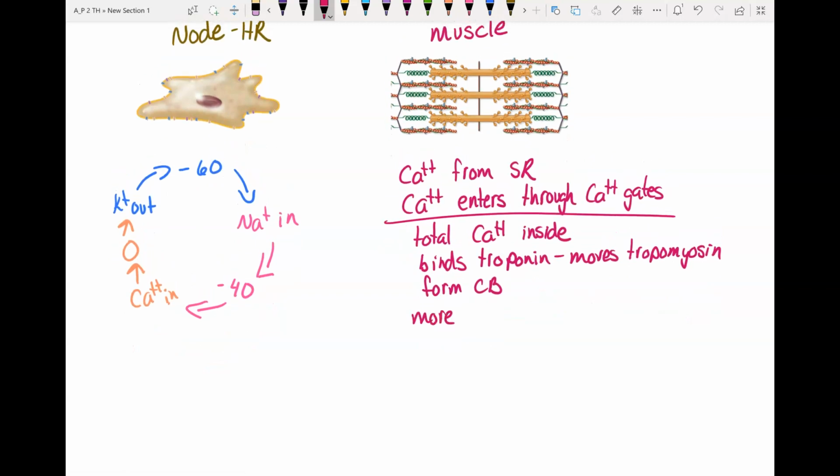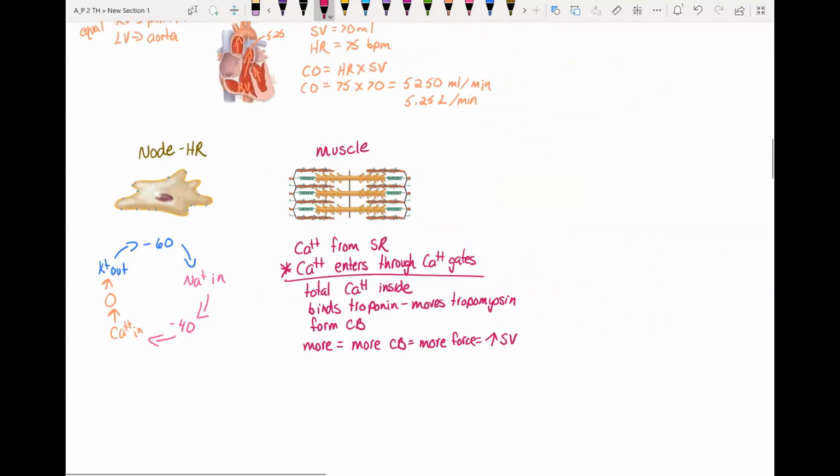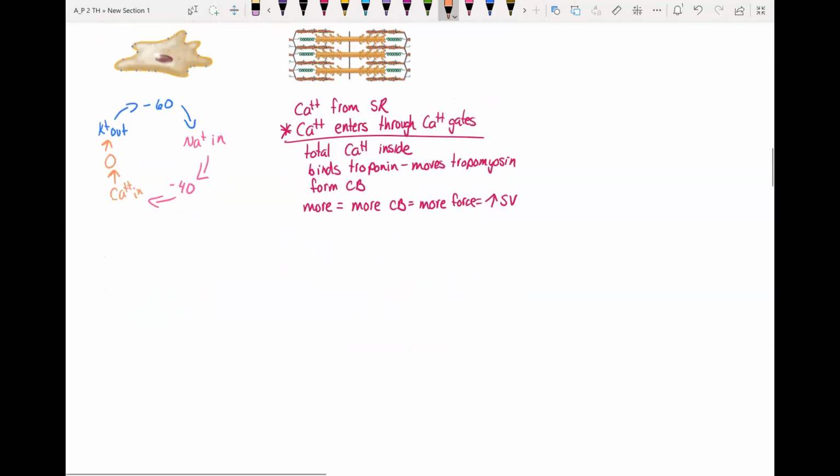More calcium means more cross bridges. The more cross bridges you have, the more force you have. And the harder the heart squeezes, the higher the stroke volume. So you control your stroke volume by controlling how much calcium enters. This one right here is how you alter your stroke volume. So that's the basics of cardiac output. You can change cardiac output by changing your heart rate or stroke volume or both.